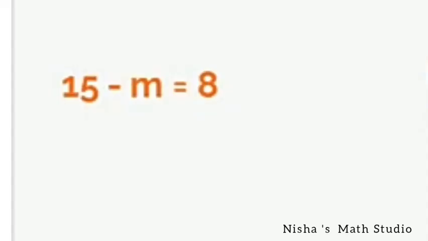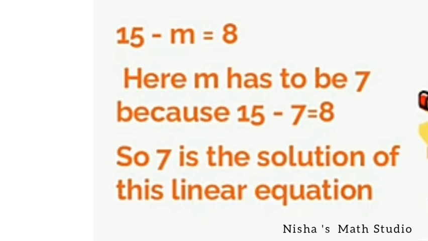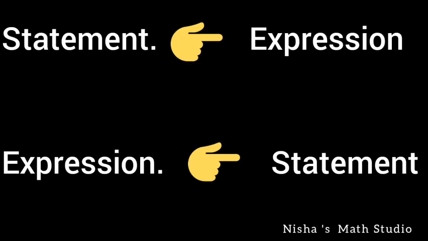If we take an equation 15 minus m is equal to 8, here m value has to be equal to 7 because 15 minus 7 will give you 8. So 7 is called as the solution of this equation. After watching this video, you should be able to convert statement into expression and expression into statement.